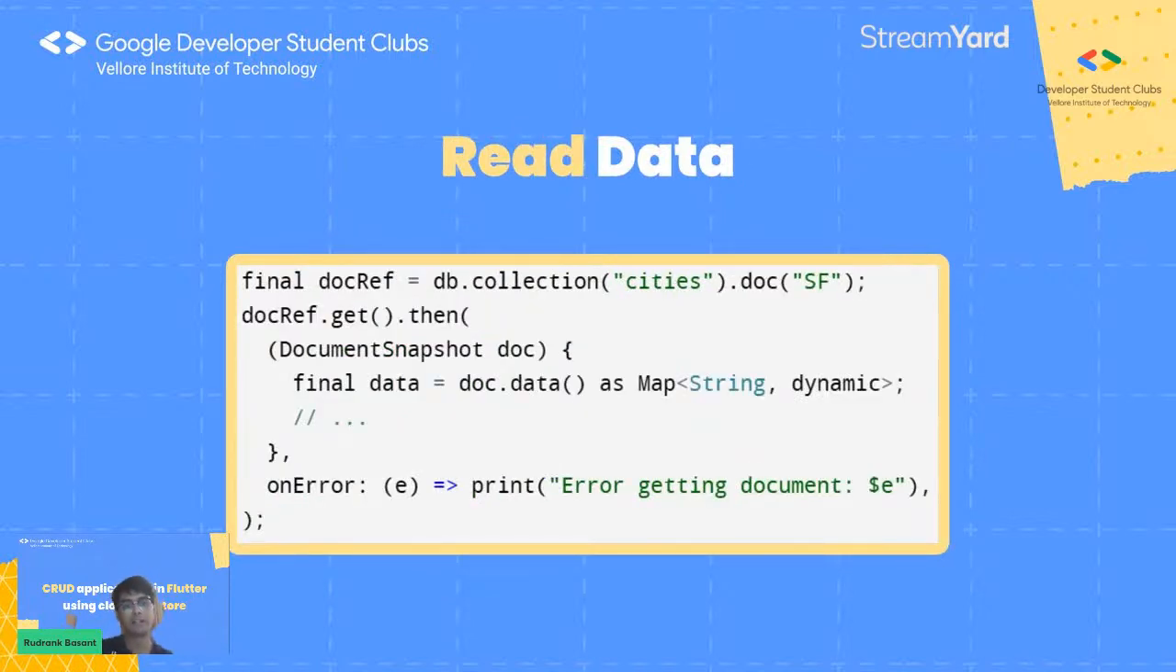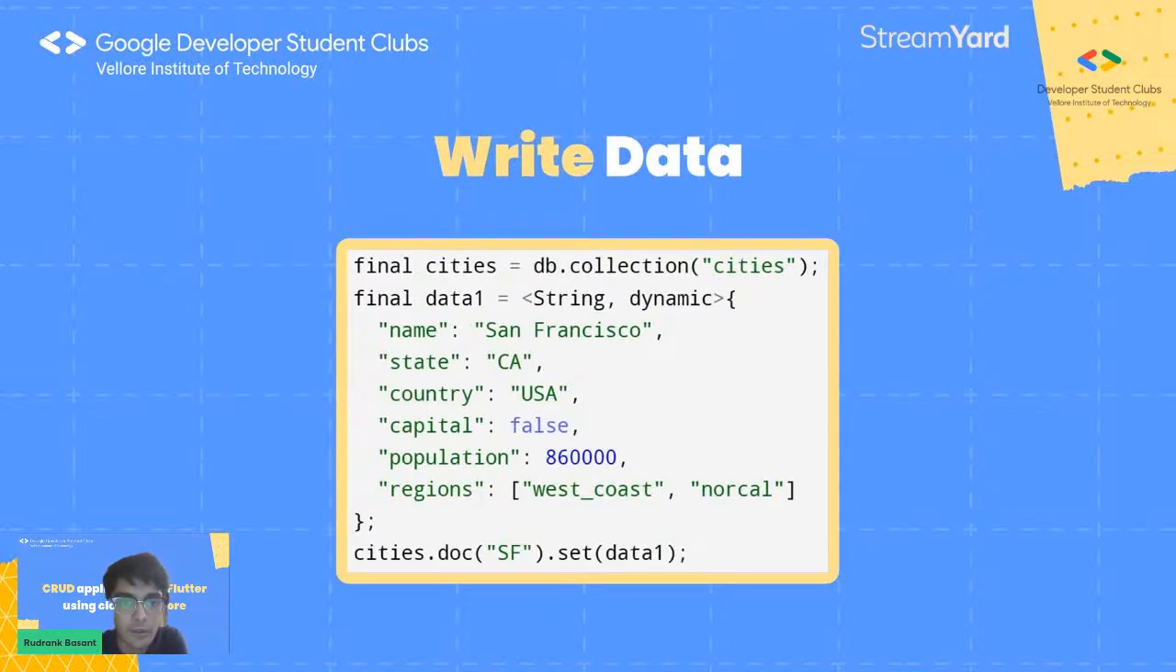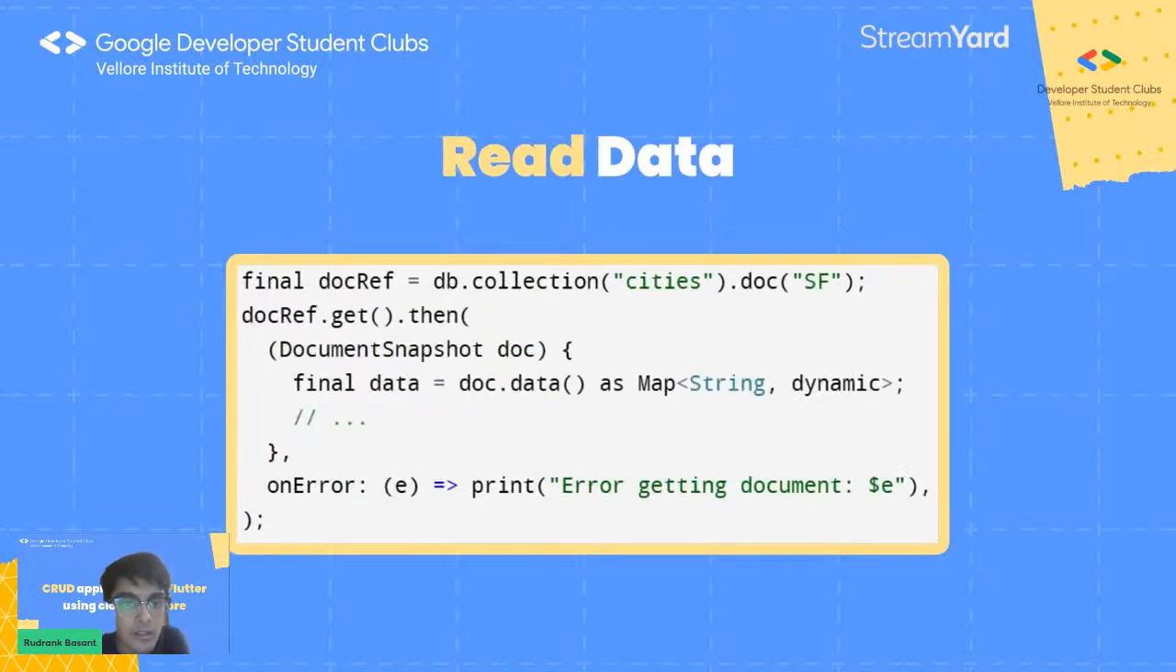Now, how to read data. Suppose you have written data on Firebase, as we just did in the previous slide, and now we want to fetch it. First of all, you need a reference of the collection or the document. Instead of referring to a single document, you can also get all the documents of a particular collection. Here we have referenced a document.